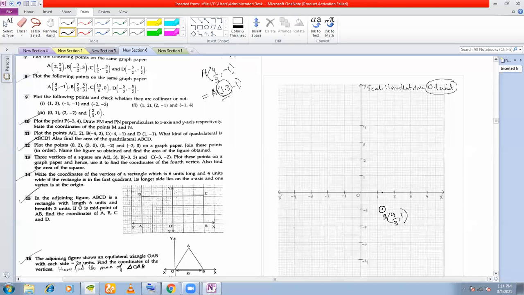See, all these points could have been plotted in the earlier graph paper also, right? But 4 by 3 comma 1, can you imagine how difficult it would have been to plot? So therefore, we take a bigger scale and then plot the points. Okay, so I'll stop here.